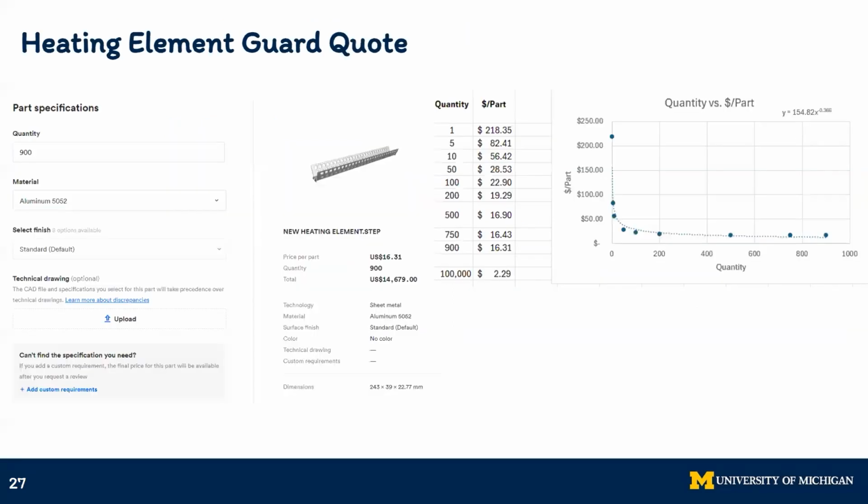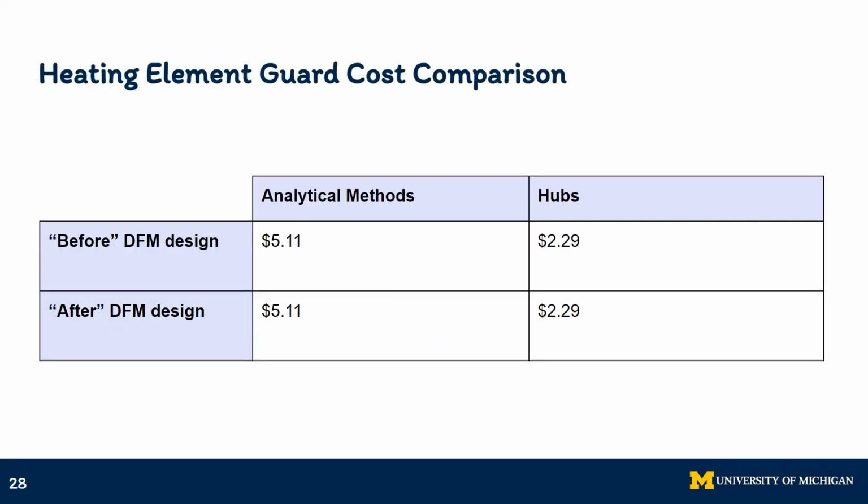We also analyzed the manufacturing costs using hubs.com and extrapolated that data up to 100,000 parts, and this came in at $2.29. Our analytical methods came in at over 2 times as costly as the Hubs quote, but both feature no changes before and after the DfM Pro analysis.